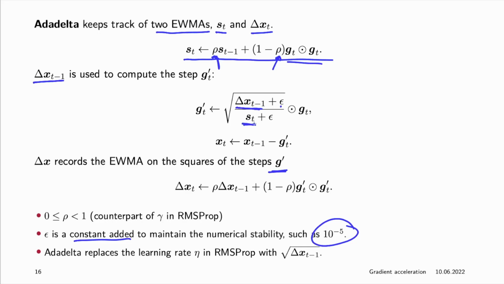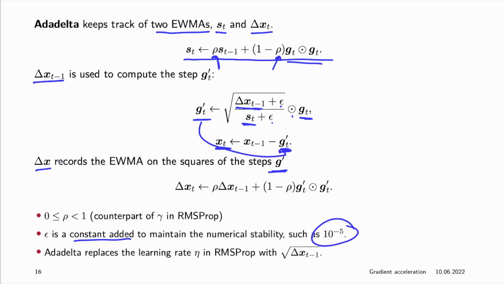Divided by st, our exponentially weighted moving average over the square of the gradients at time point t, again plus epsilon for numerical stability. This whole thing is then pointwise multiplied by our current gradient, which yields our gt prime, and our gt prime is then used to update our parameter vector x. So x at time point t is computed as x at time point t minus 1 minus g prime at time point t.